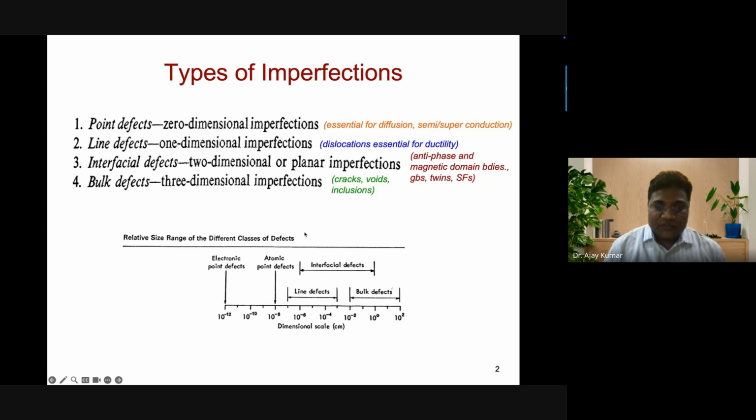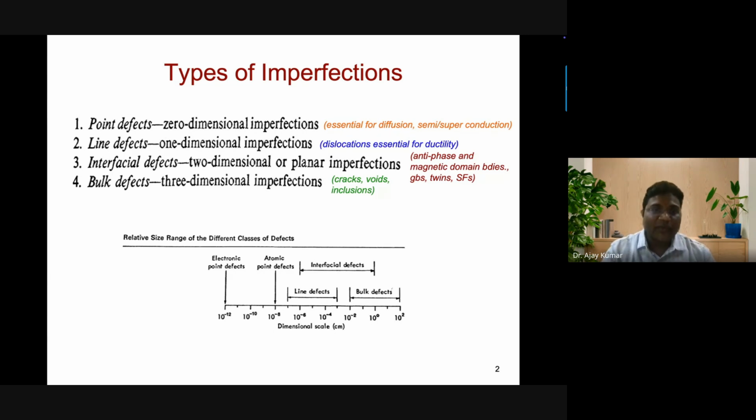If you check the dimensional scale of these defects, we have electronic and point defects, which are of the order of 10 to the power minus 12 centimeter. Then we have atomic point defects at the 10 to the power minus 8 centimeter scale. Then the line defects, the dislocations, vary from 10 to the power minus 9 to 10 to the power minus 3. Then bulk defects go from 10 to the power minus 2 to 10 to the power 2. So on the dimensional scale, you should be aware of what is happening.